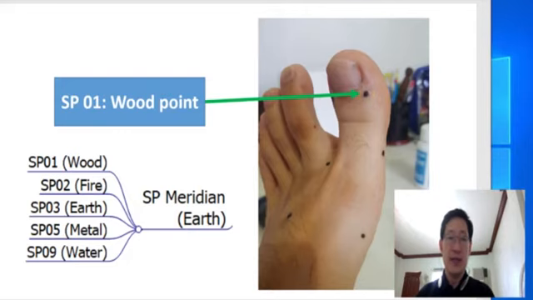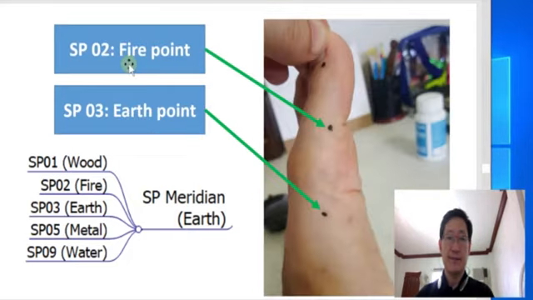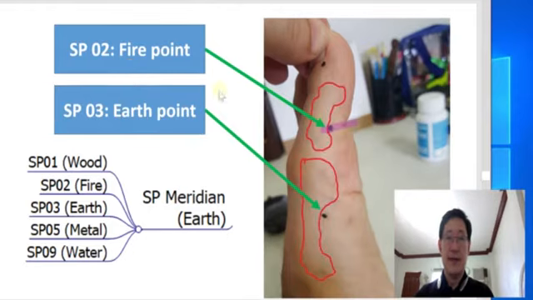And next one is SP02, which is the fire point here. Next one, SP03, which is the earth point here. How to find this point? SP02, fire point. The bone looks like that.